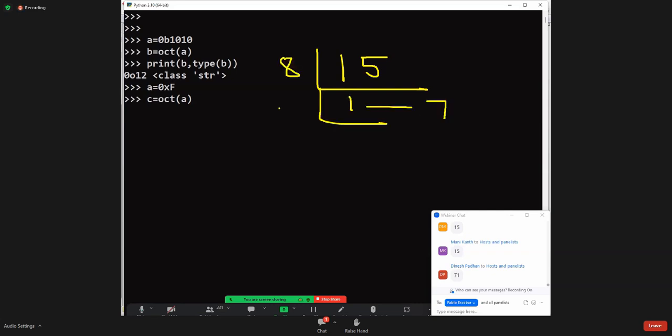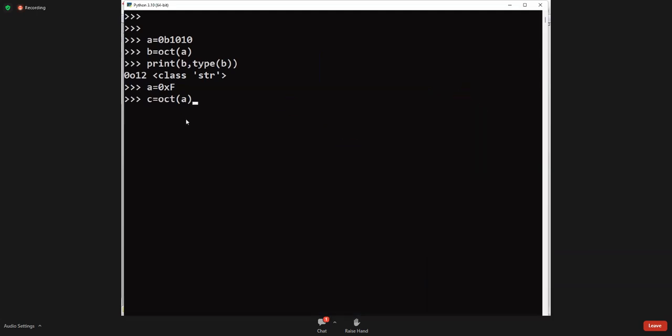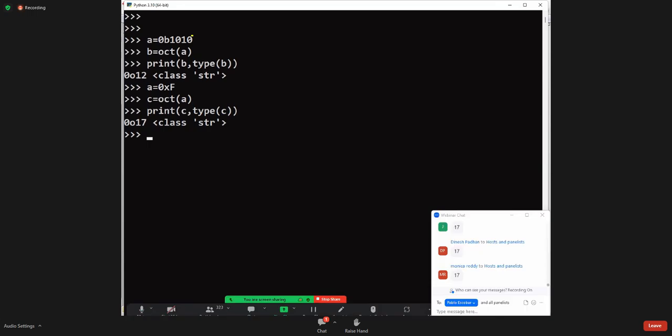8 ones are 8, remainder 7. Next is called what? 8 0s are 0. What is the answer? So what is the answer coming? So print of C comma type of C. So the answer is what? 17. What does it indicate? Hexadecimal to octal. And finally, whatever number system you are converting, finally it comes to the corresponding octal type only. So I hope you are understanding, students. Decimal to octal, binary to octal, hexa to octal.